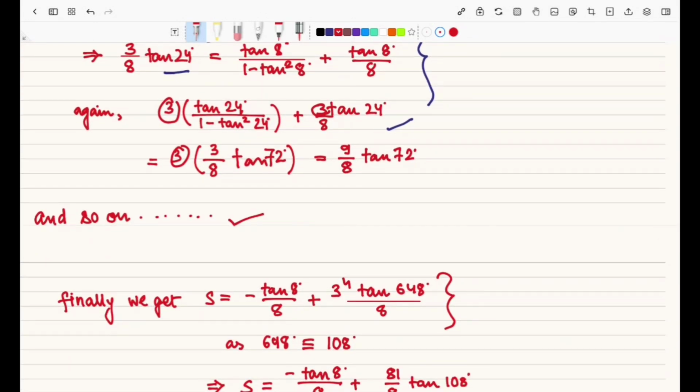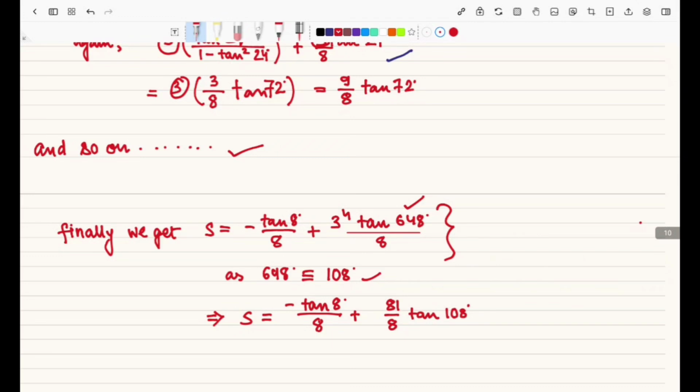Now what happens is after some simplifications you get the final answer to be 3 to the power 4 tan of 648 by 8, right? Now 648 degrees is basically 108 degrees if you see, and therefore you get the value of a to be equal to minus 1 by 8, and the value of b to be equal to 81 by 8, right? So this is the answer that is there.